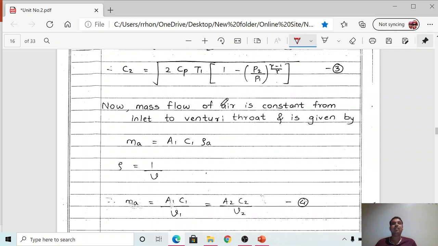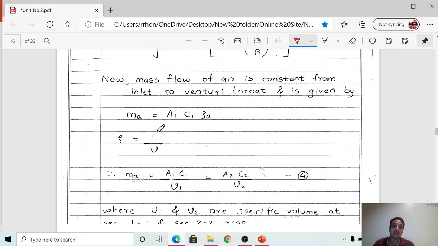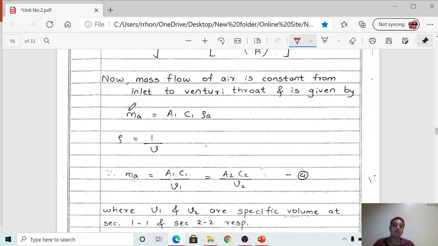Now, mass flow of air is constant from inlet to venturi throat and is given by, okay, now we are going to calculate the mass flow of air, m suffix a. We already calculated it in the earlier derivation of the approximate analysis method, but in that case we did not consider the compressibility of air, so we just considered the throat section. Here we are going to consider the compressibility of air, so we have to calculate the mass of air at the initial section also.